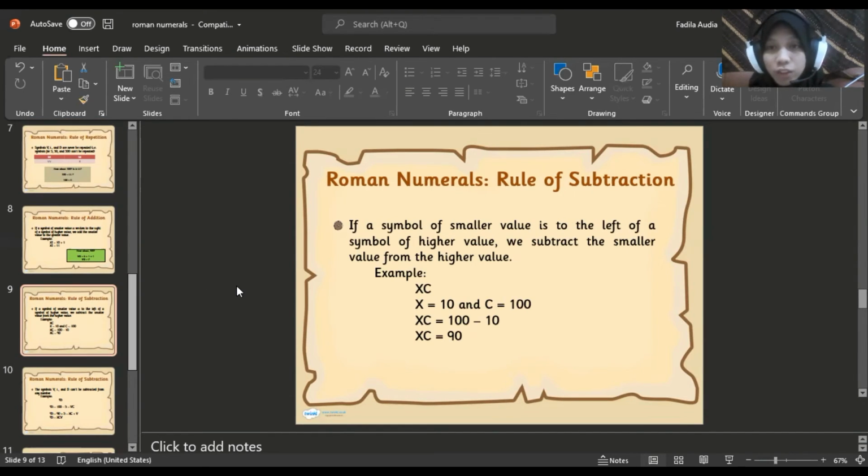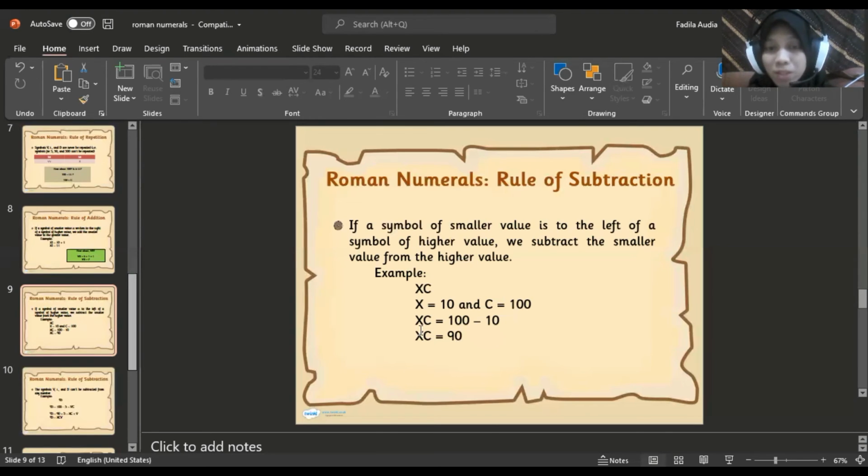Next is rule of subtraction. If a symbol of smaller value is to the left of a symbol of higher value, we subtract the smaller value from the higher value. Example, given XC. Okay, we know that X is 10 and C is 100. So, X is the smaller value and C is the higher value.